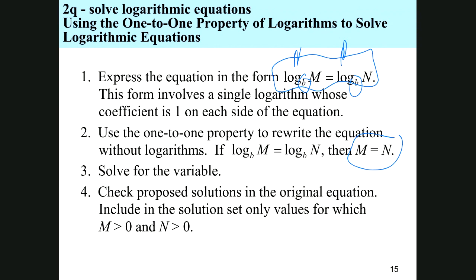That makes mathematicians cringe when we say it like that. That's not really what's happening. Really, we're using the one-to-one property to set the insides equal to each other. Okay. Then you solve for the variable. And it's still a logarithmic equation, so be sure and check your proposed solutions. Let's see an example here.